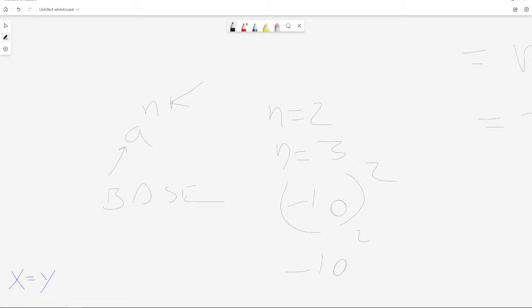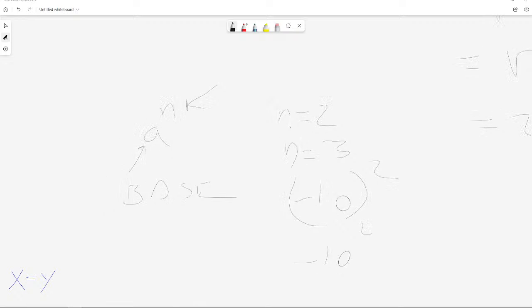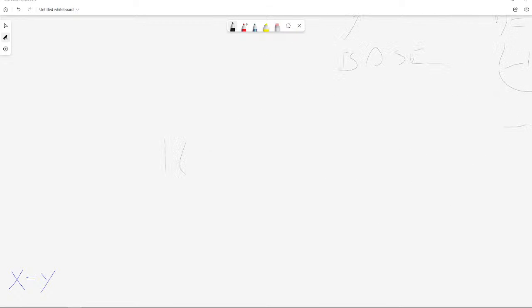The square root of a number is a number that when squared results in the original number. So the square root of 16 is equal to 4, and we know that because when 4 is squared, it equals 16.